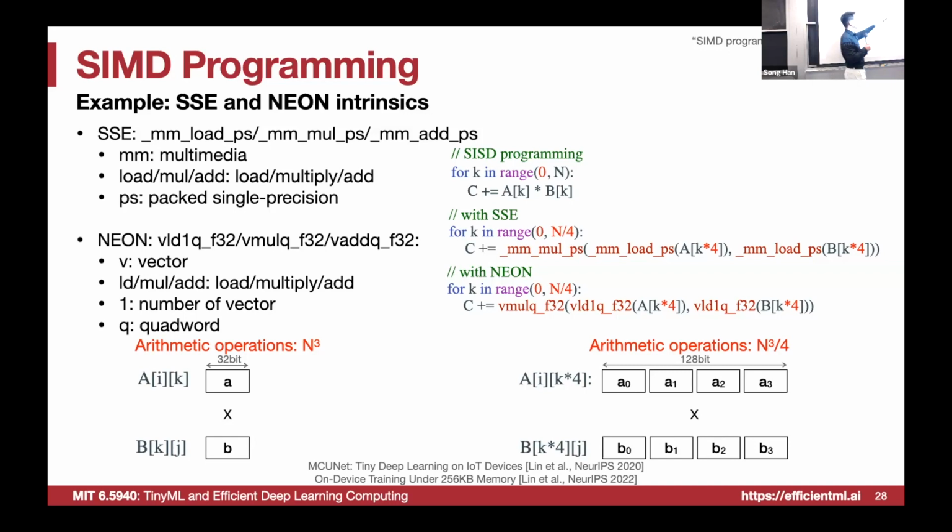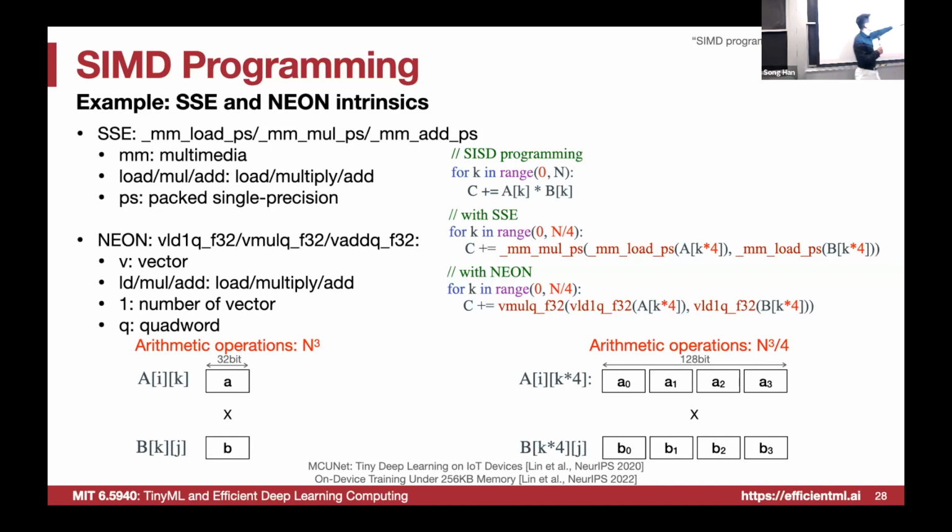What about the SIMD version? This is the Intel version. This is the NEON version, the ARM version. For the SIMD version, we no longer have to loop from 0 to n, but now we loop from 0 to n divided by 4. Since each time we're computing on 4 entries, we need 4 times fewer loops.